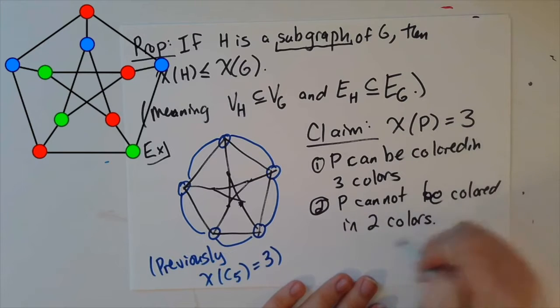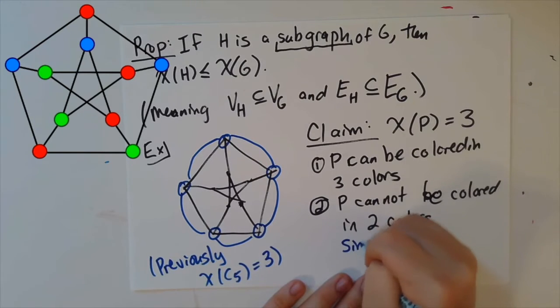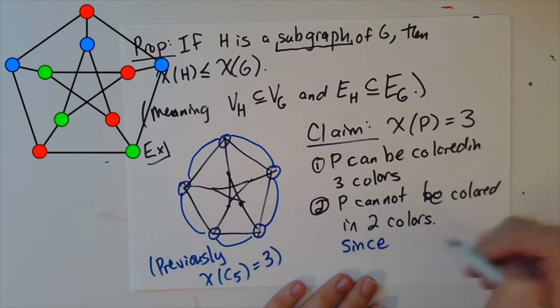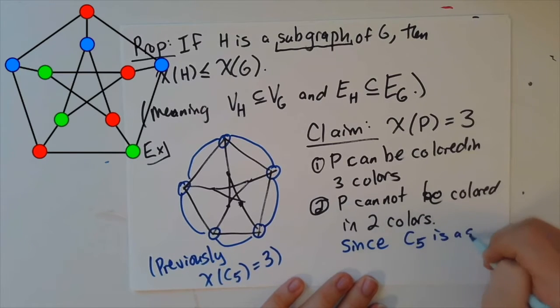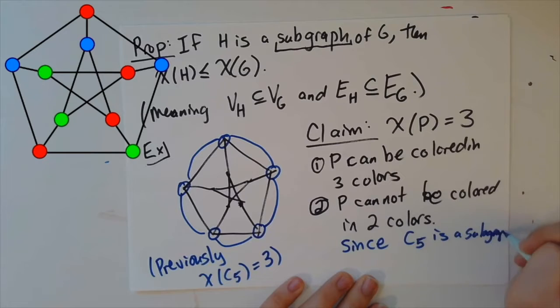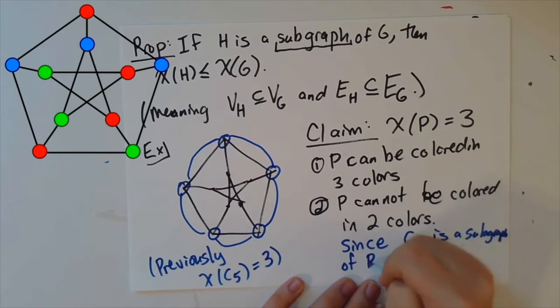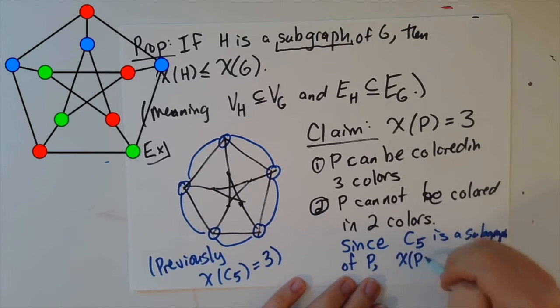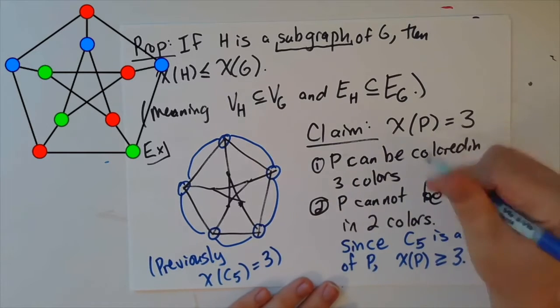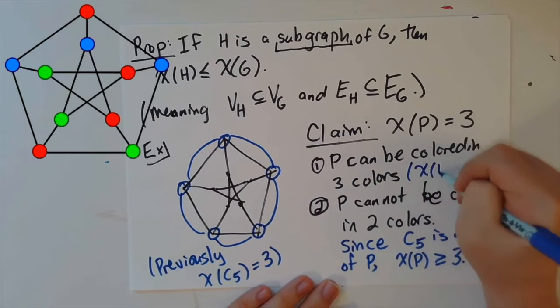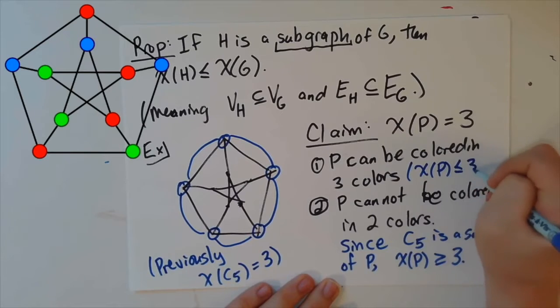Okay, so since C5 is a subgraph of P, chi of P is at least 3. In fact, if you really want to think about it this way, when I say that P can be colored in 3 colors, what have I really proven? I've really proven that the chromatic number of P is at most 3.